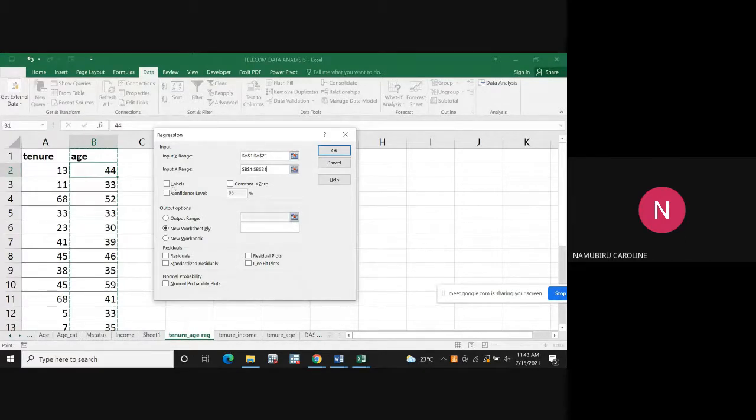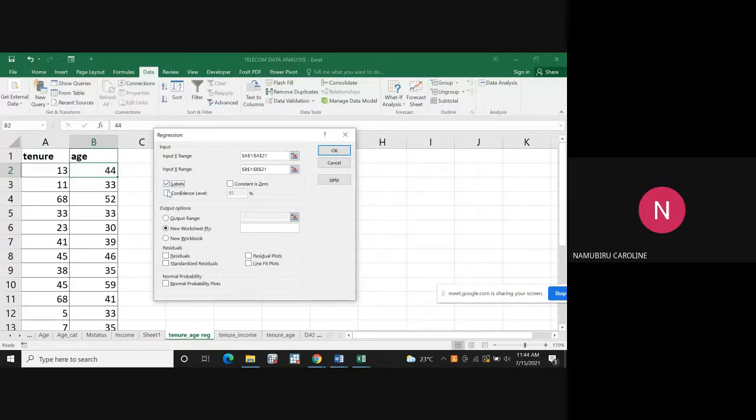Okay, so after selecting your data, the next thing you do is you click on labels, check or tick that box that has labels. The reason why we tick that box is because when we were selecting our data, we selected these labels as well. We selected the label tenure, we selected the label age, meaning it is very important for us to check that we selected the labels.